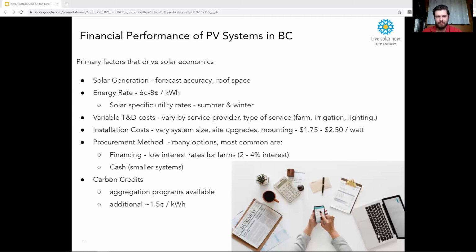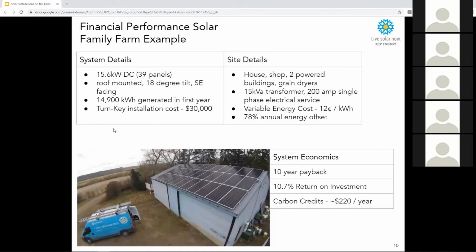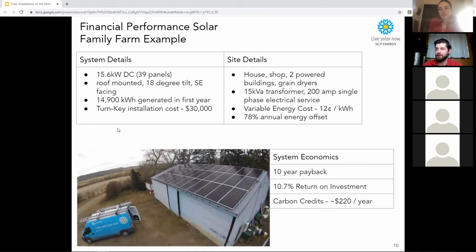And as a rule of thumb, the carbon credits for solar are usually somewhere around 1.5 cents per kilowatt hour is what you could expect to receive. So not terrible, considering your energy rate is usually around 6 to 8 cents per kilowatt hour. So with those financial performance factors in mind, let's look at the actual system performance on some of these typical system setups.